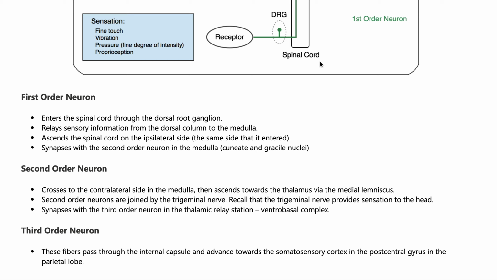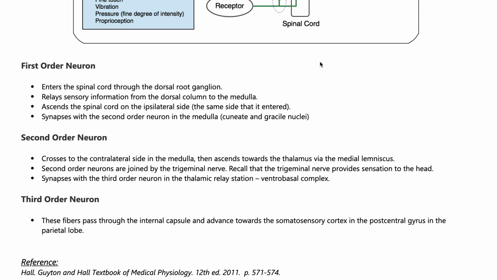And regarding second-order neurons, it crosses to the contralateral side in the medulla and then ascends towards the thalamus via the medial lemniscus. Second-order neurons are joined by the trigeminal nerve. Recall that the trigeminal nerve provides sensation to the head. The second order also synapses with the third-order neuron in the thalamic relay station, which is in the ventrobasal complex. Regarding the third-order neurons, these fibers pass through the internal capsule and advance towards the somatosensory cortex in the post-central gyrus in the parietal lobe.